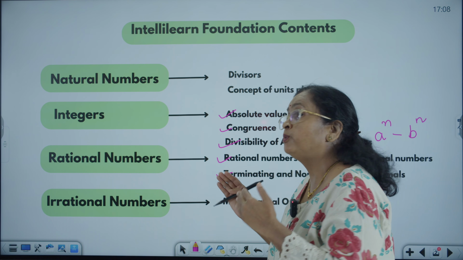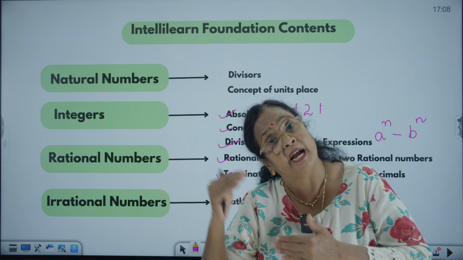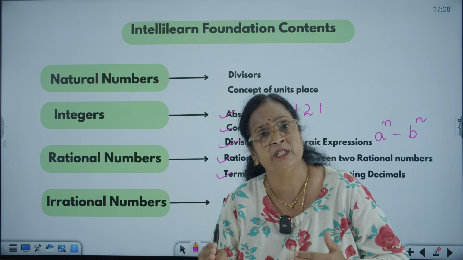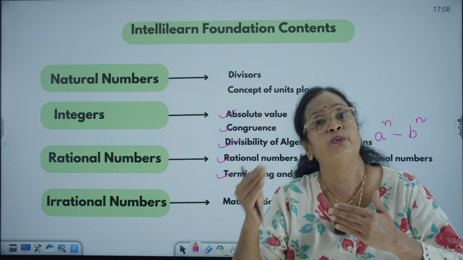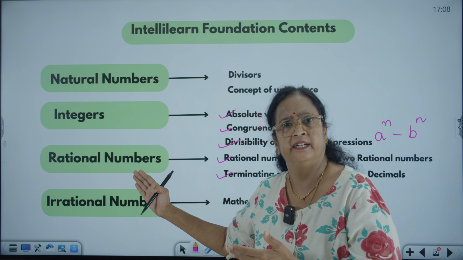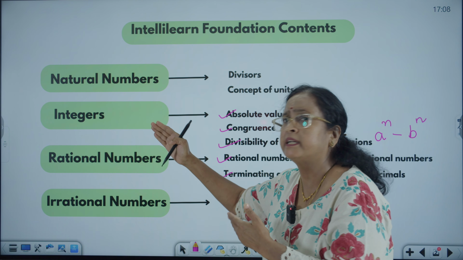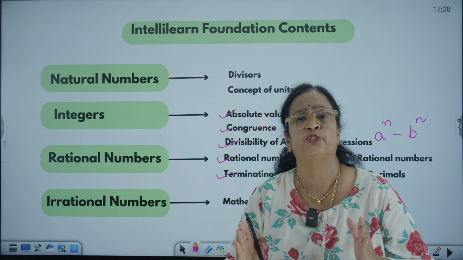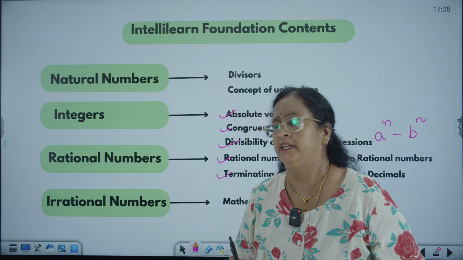We will have to convert and express these terminating and non-terminating decimals as rational numbers. So, these are again connected, yes, all are connected to each other. So, every concept has to be understood very clearly, alright.